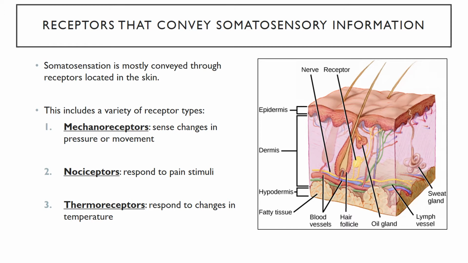As we've been talking about, somatosensation is conveyed primarily through receptors located in the skin. In the last lecture, we discussed all the different kinds of mechanoreceptors, and these are used to sense changes in pressure or movement. Today, we're going to be talking about the nociceptors, which respond to pain stimuli. They sense changes in pressure, but acute pressure. And we will also be talking about thermoreceptors, which respond to changes in temperature. So these will be the two that we'll be discussing today.